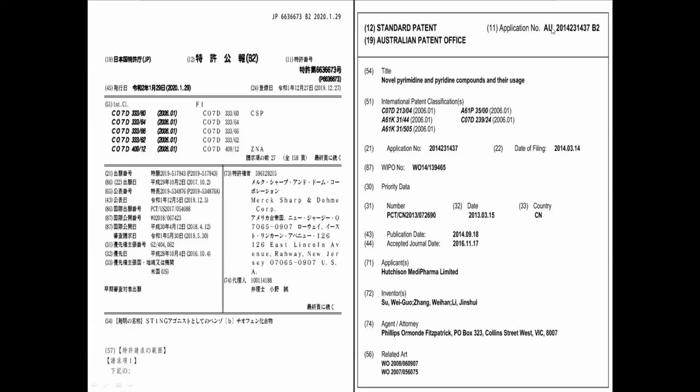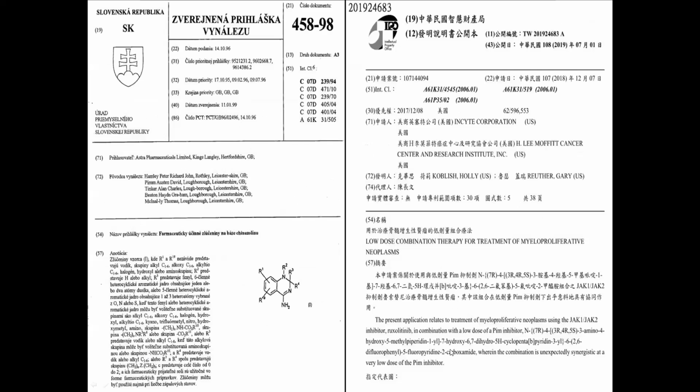On the right hand side one, you can see here AU is Australia, then B2. Whenever you find B, it is a granted patent. Again, you can find the title, publication number, some numbers, priority dates, names, all these things are there. And here comes another 2 from 2 different countries. The right side one is Taiwan. This may be from Slovakia. You can easily find it.